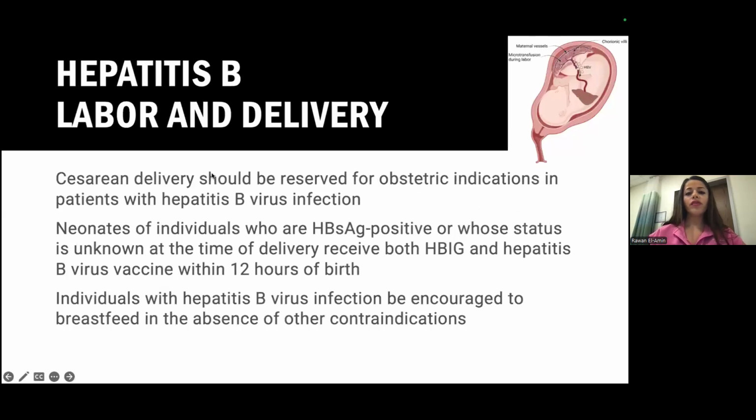So what are the indications for C-sections for hepatitis B? Well, it could be just any obstetric indication. There's no special indication for hepatitis B. They could have a vaginal delivery. And neonates who are hepatitis B positive, or if the moms are unknown, would receive the HBV vaccine within 12 hours. We do encourage moms to breastfeed, but again, like hepatitis C, we recommend that if the skin is cracked or bleeding, hold off until it is healed.